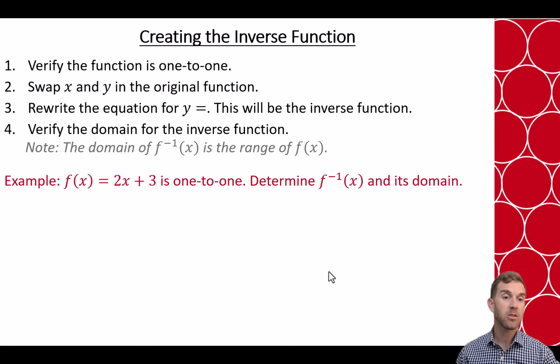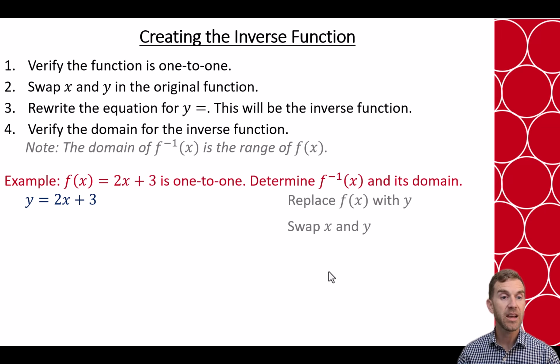So let's say that we know that f of x equals 2x plus 3 is 1 to 1. And we want to determine its inverse and the domain. So let's start by first replacing f of x with y. It's a little bit easier to work with. Now we can swap the x and the y. So now we have x equals 2y plus 3. We're going to solve for y now.